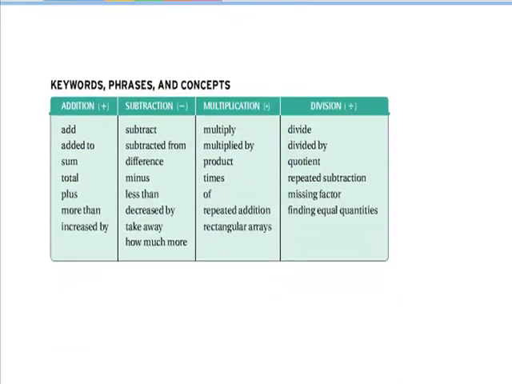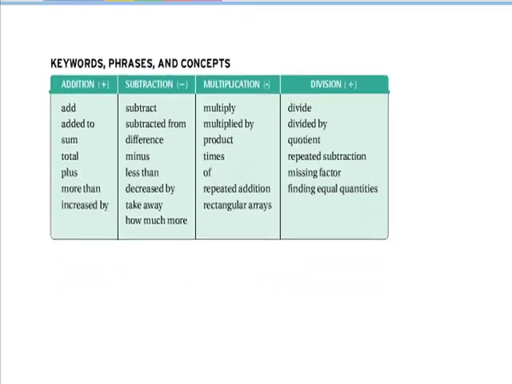When it comes time to do some translation or at least understand better what's going on, you might write down this list and keep it in your notes. Addition may be indicated very clearly by the words add or added to, but it might be the word sum, total, plus, more than, increased by. Subtraction: subtract, subtracted from, difference, minus, less than, decreased by, take away, how much more.